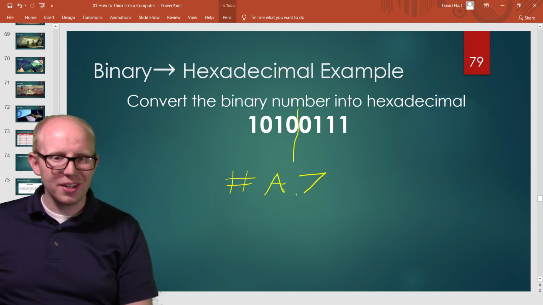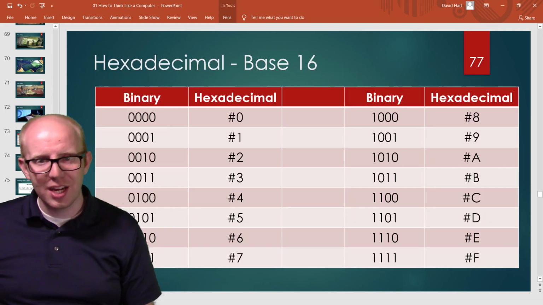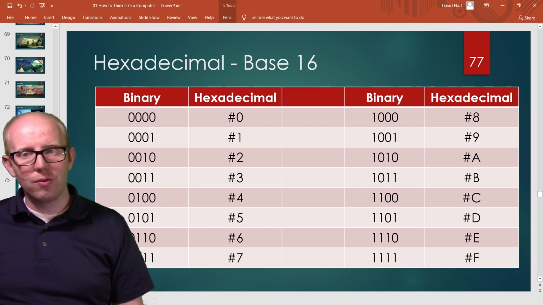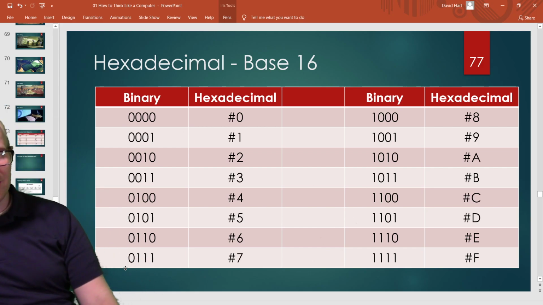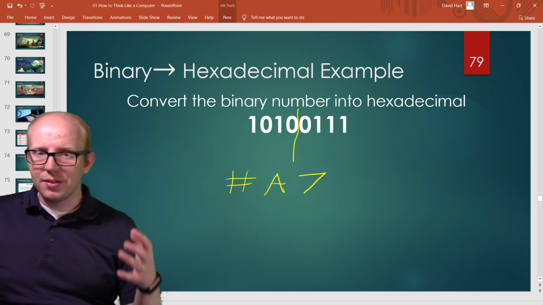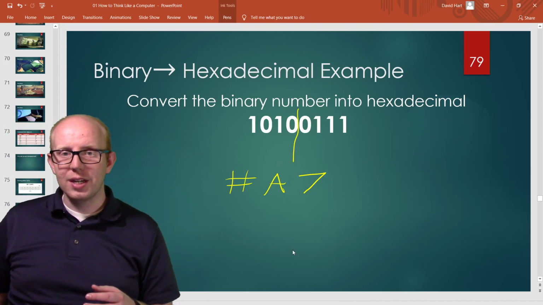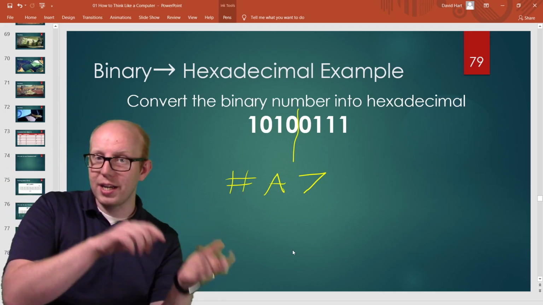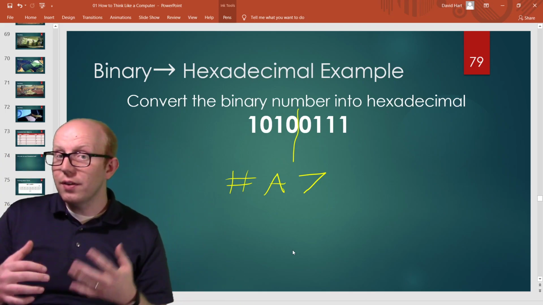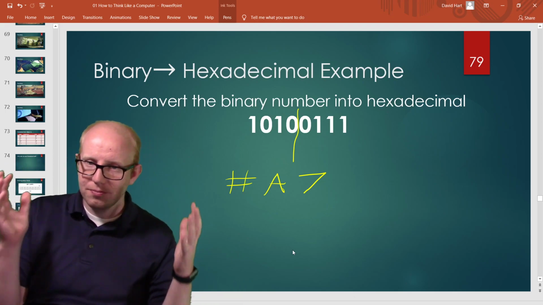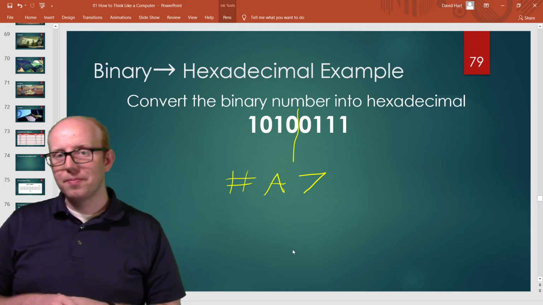But all it is, again, is looking at your table, finding 4 digits at a time, and just moving over appropriately, right? 1, 0, 1, 0 was A, and then 0, 1, 1, 1 was 7. Okay, but that's it. You just look at that table, you copy appropriately, whether you're going from hexadecimal to binary or binary to hexadecimal, and it just gives you a really quick way to represent a lot of binary numbers in a short amount of information.